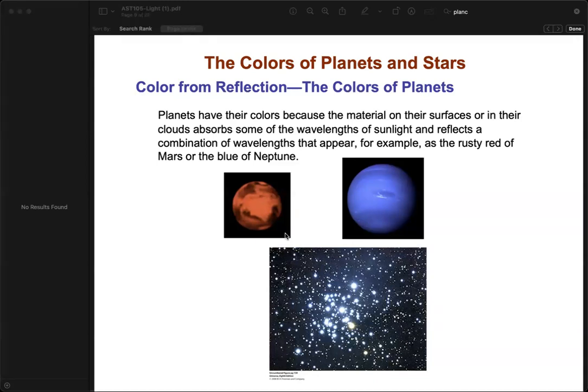However, planets do not glow because of their own light. They just reflect the light of the sun. And so there is a different mechanism. Their color is because of the material that is present on the planet. For example, Mars looks red because it has red soil, which has iron oxide in it. And Neptune looks blue because it has methane, and that methane has this characteristic color.